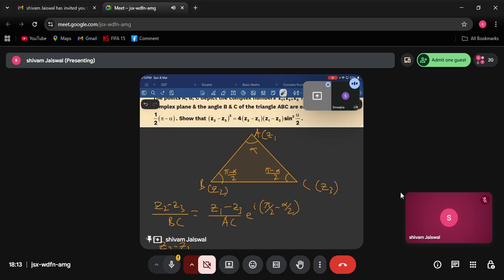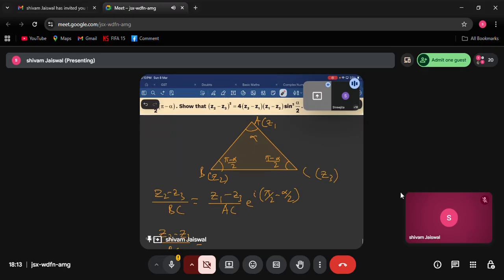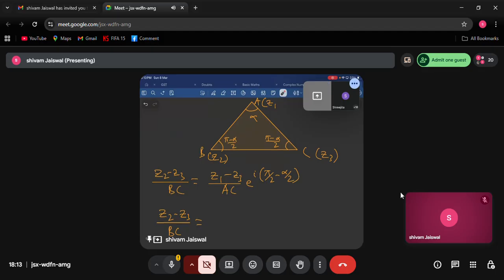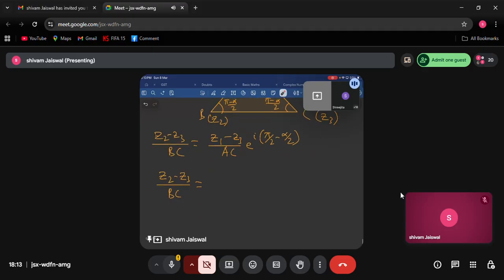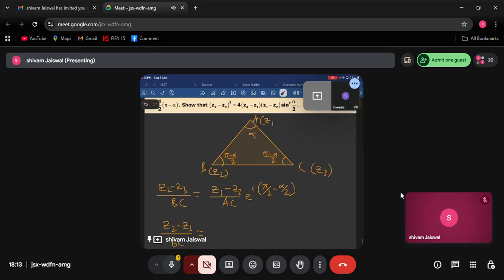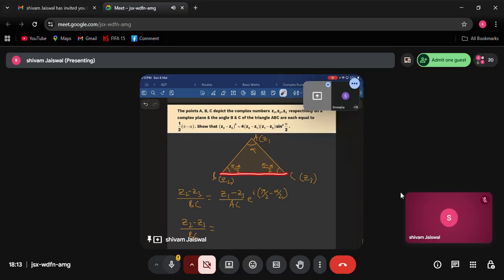Z1 minus Z3 is vector CA, not AC. So Z3 minus Z1. Wait. Z1 minus Z3 only. Achha, Z2 minus Z3 divided by BC will be equal to minus of Z1 minus Z2. Okay, wait, let me see. Z2 minus Z3.